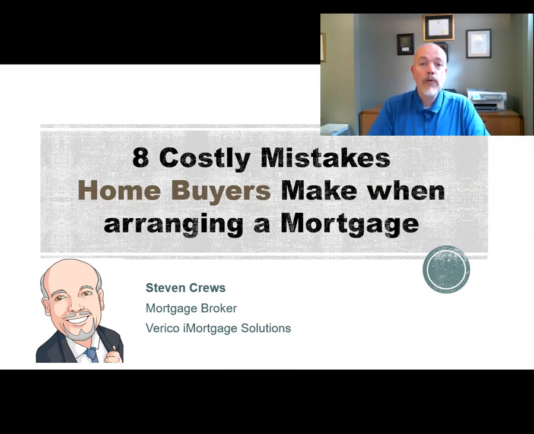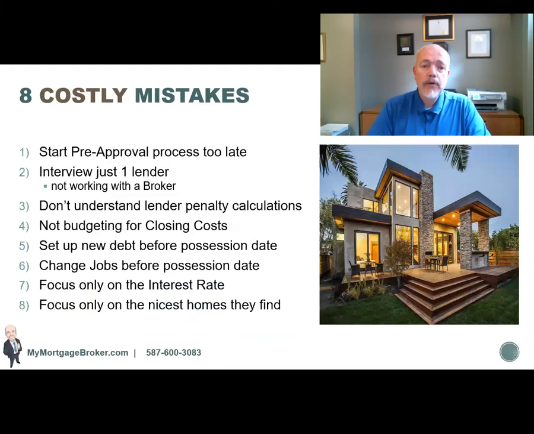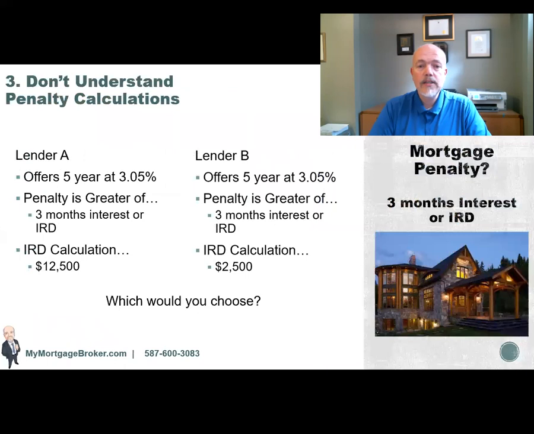This is the fourth video in the series where we talk about 8 costly mistakes home buyers make when they're arranging financing. We covered the pre-approval process, not getting pre-approved early enough, and a little bit about interviewing more than one lender. Today I wanted to talk about understanding lender penalty calculations.